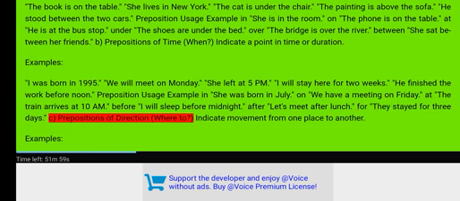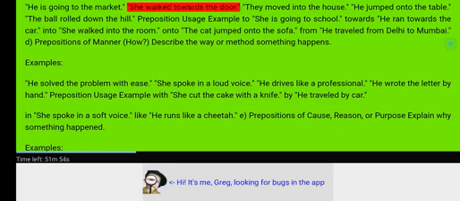C. Prepositions of direction indicate movement from one place to another. Examples: He is going to the market. She walked towards the door. They moved into the house. He jumped onto the table. The ball rolled down the hill.